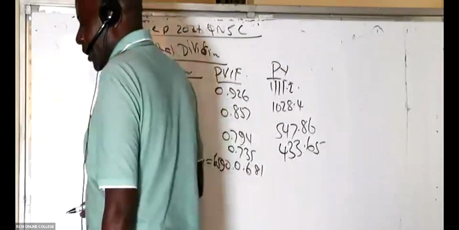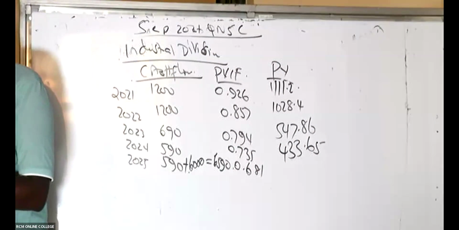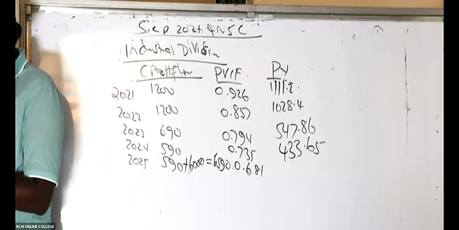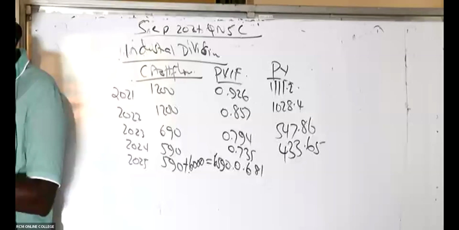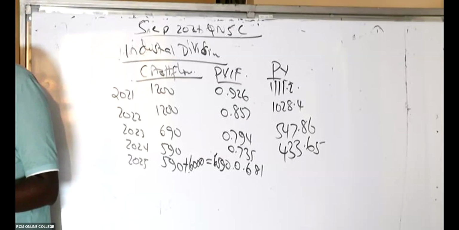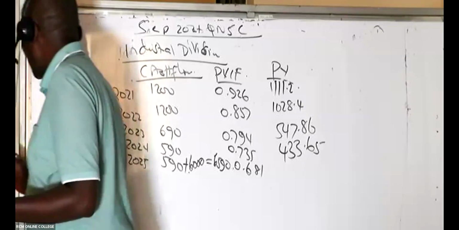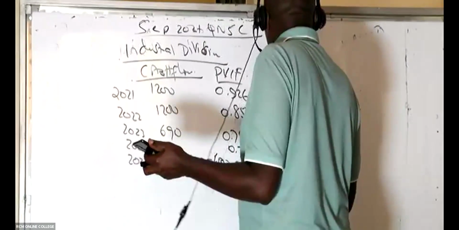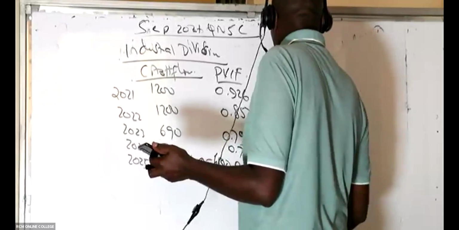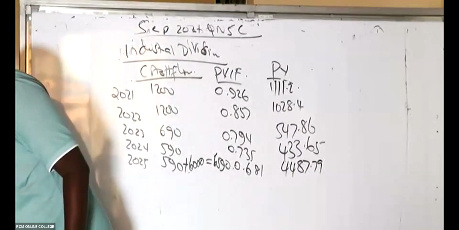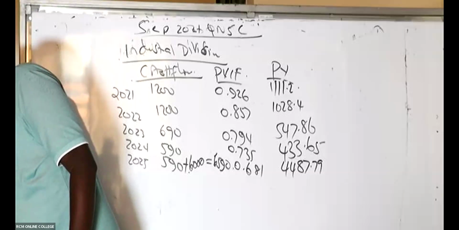Aha, ya mwisho je? Ya mwisho abracadabra. Oye, ya mwisho je inakuja ngapi? 4487.79. Is it 0.89 or 0.79?